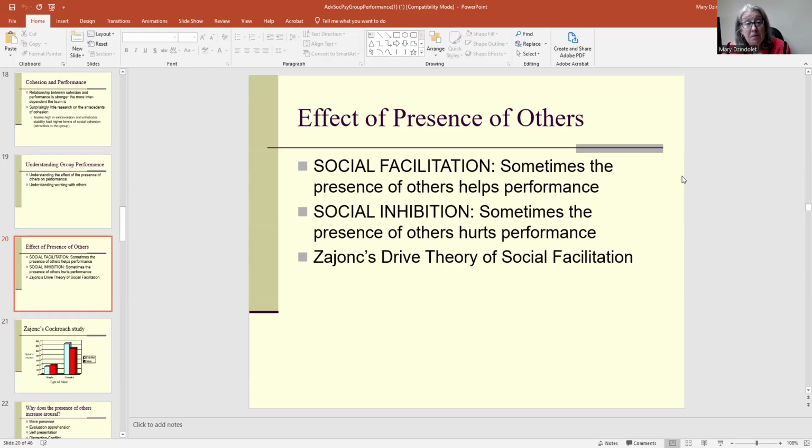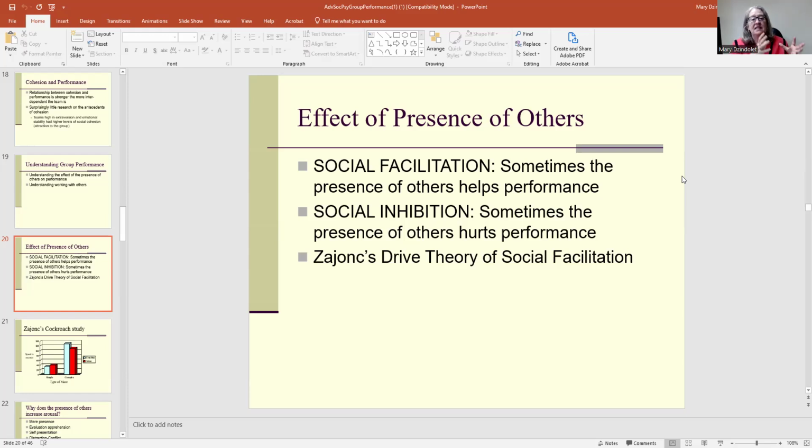But it's not just people. Cockroaches, monkeys, gorillas, zebras, whole bunch of the animal kingdom. And like I said, cockroaches, not even the animal kingdom. The presence of same species others increases arousal. So the presence of others increases arousal.